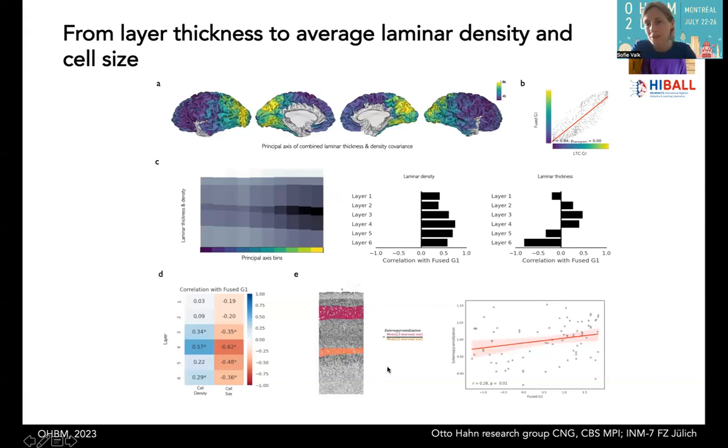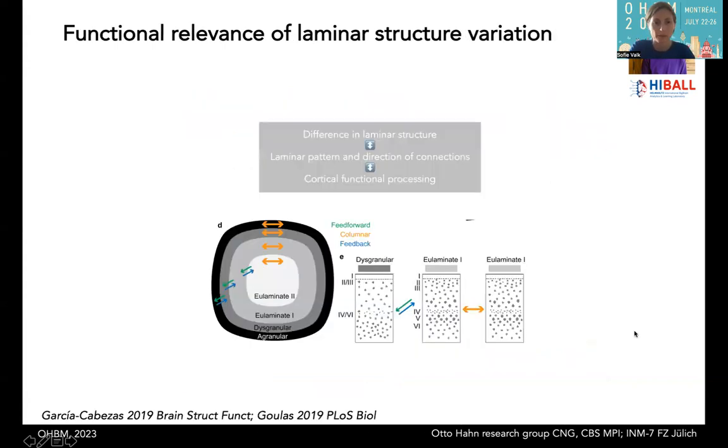What's more, we even looked at externopyramidization, sorry, I cannot pronounce it, but I know what we've done. Namely, we looked at the neuronal size of layer 3 and layer 5. So we looked at the ratio and then related this to the fused gradient loadings that we observed. And we found indeed a positive correlation with this metric.